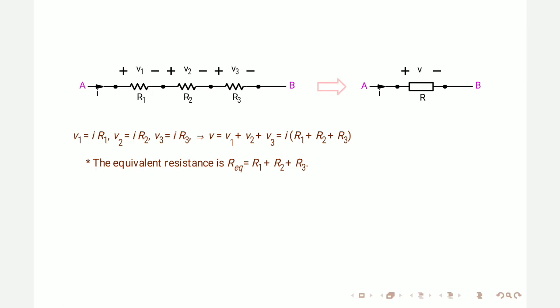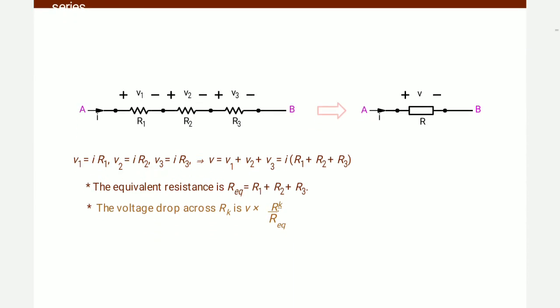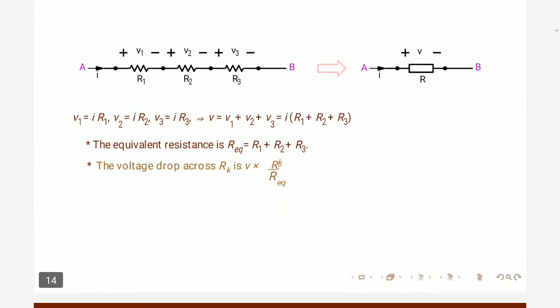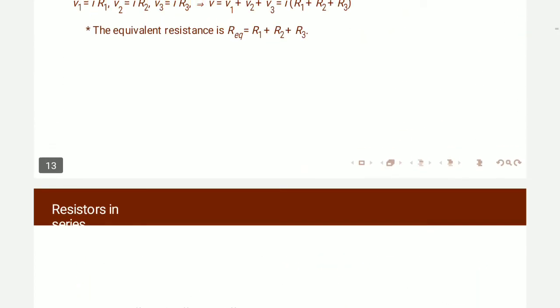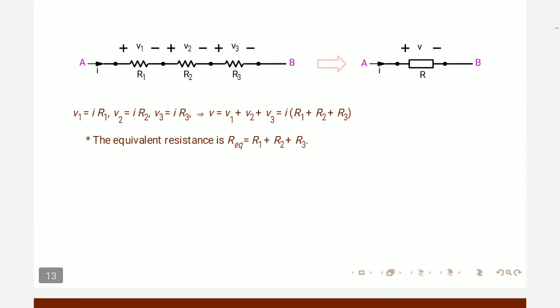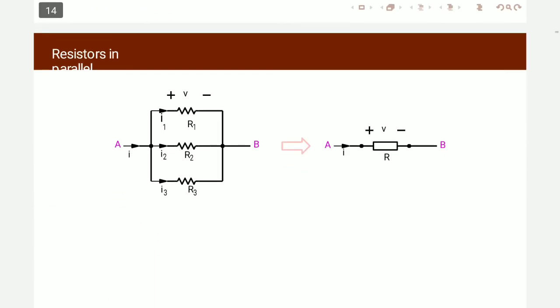This is V1, V2, V3. So the equivalent resistance is R equivalent equals R1 plus R2 plus R3. This is the voltage drop across the total resistance: R equivalent is equal to I into R equivalent.